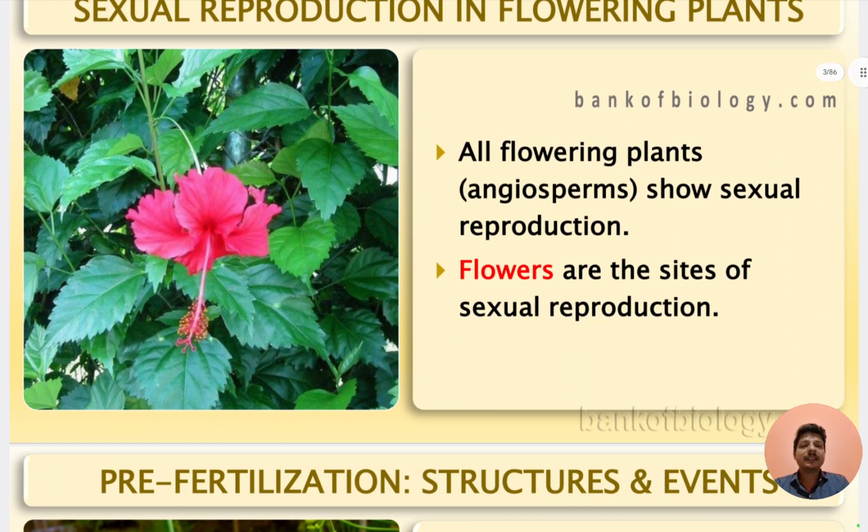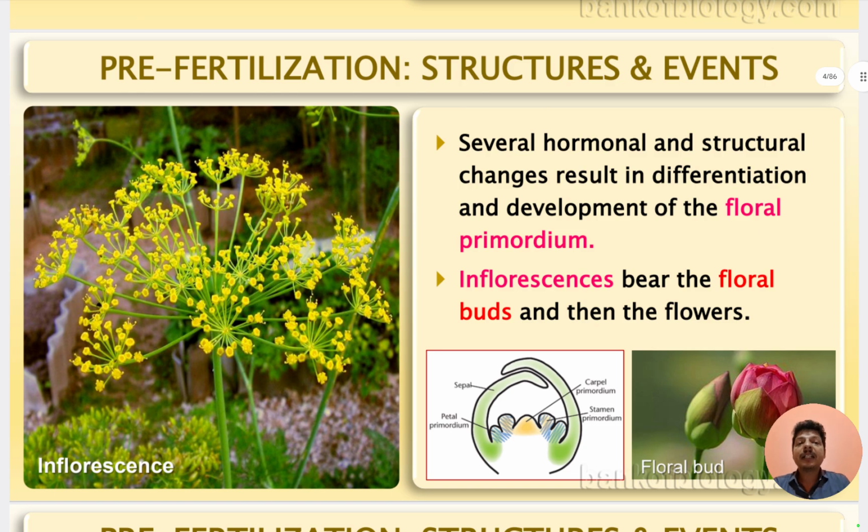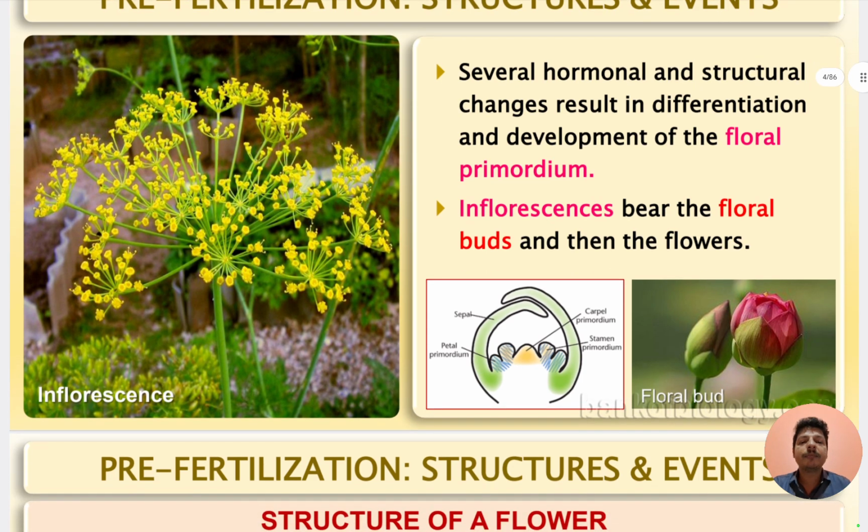All flowering plants are called angiosperms. They show sexual reproduction. Flowers are the site of sexual reproduction. Coming to pre-fertilization structures and events, several hormonal and structural changes result in differentiation and development of the floral primordium. Floral primordium means floral bud. Inflorescence bears the floral buds and then the flower. You can see in a bud, what things are present: sepals, petal primordium, stamen primordium and carpel primordium.